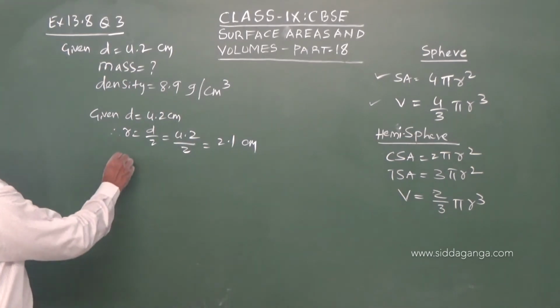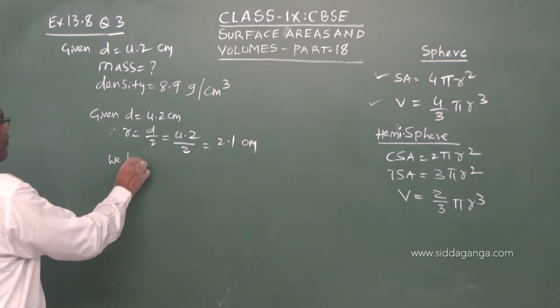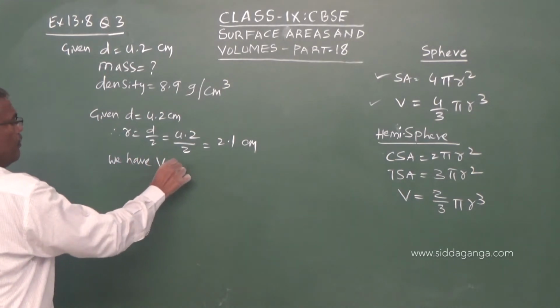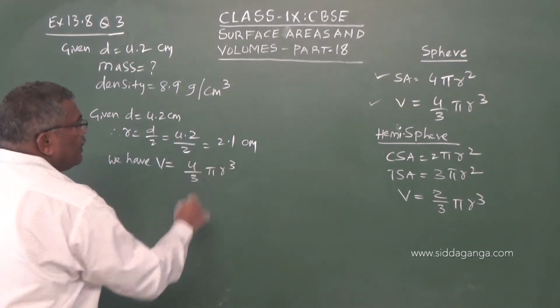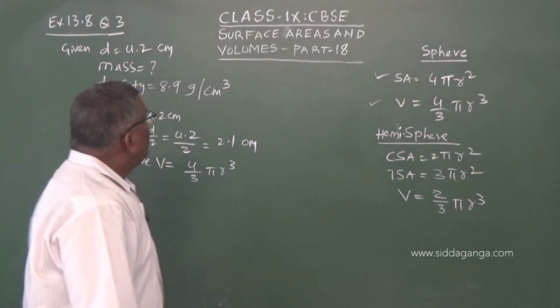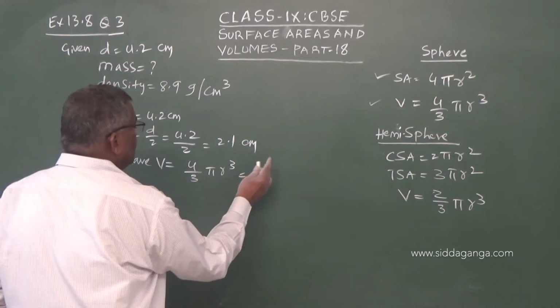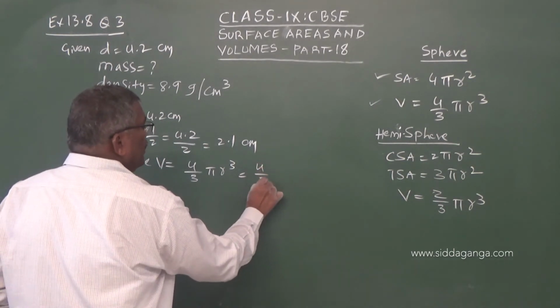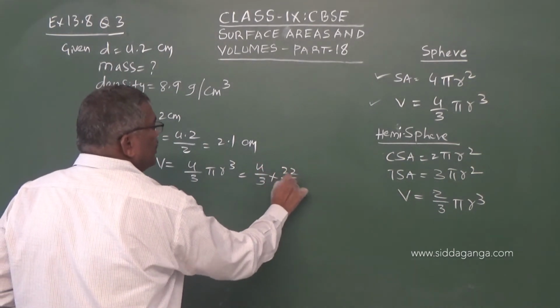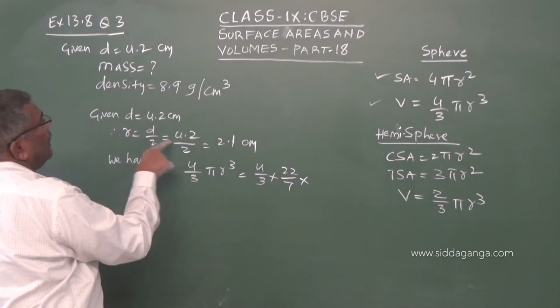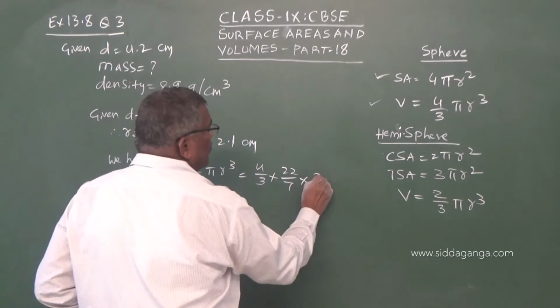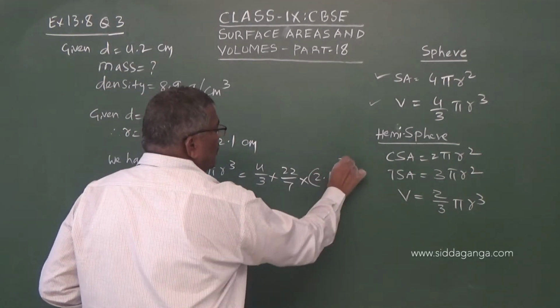So we have volume is equal to 4 by 3 pi r cube. So it equals 4 by 3 into 22 by 7 into r, which we have calculated as 2.1, whole cube.